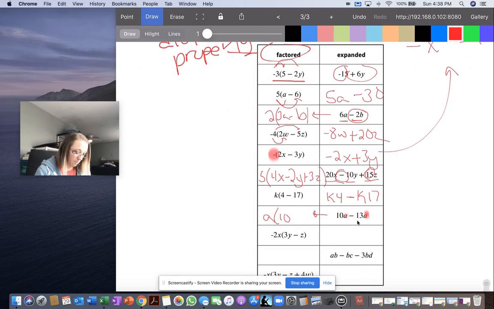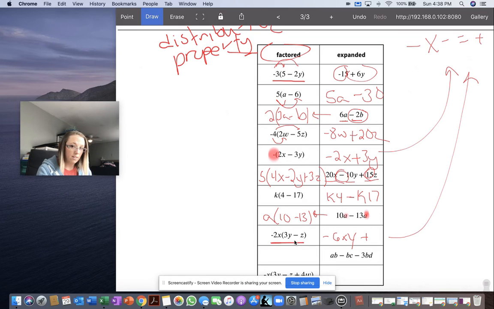This one looks very similar to what we've been doing. Negative 6xy. Don't let the two variables confuse you because you're still just multiplying. Plus, why is it a plus? Because a negative times a negative equals a positive. So negative 6xy plus 2xz.